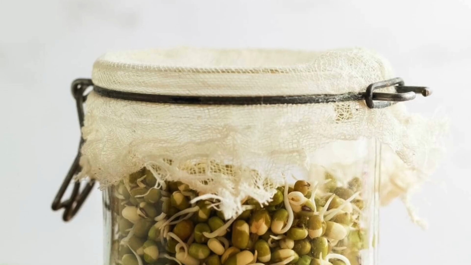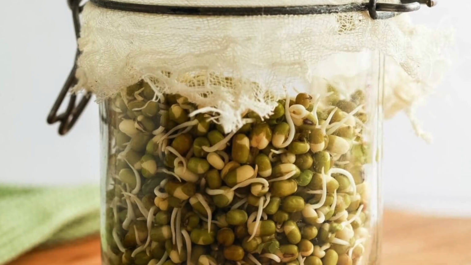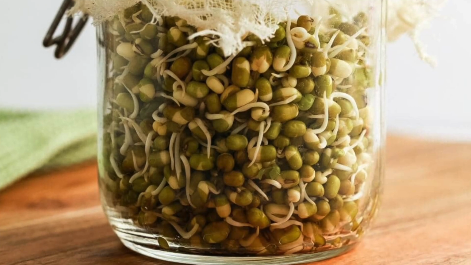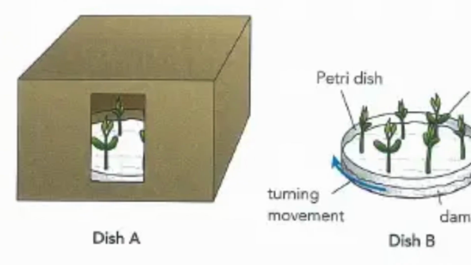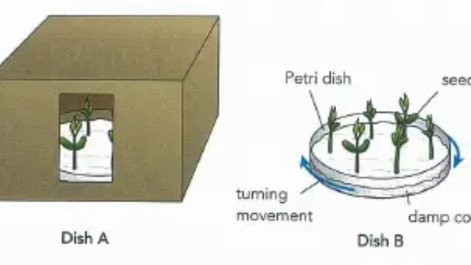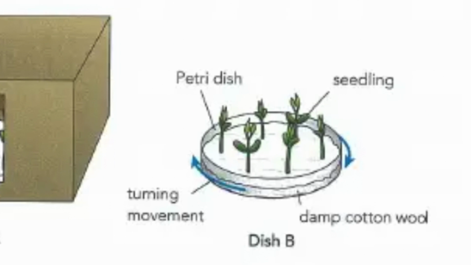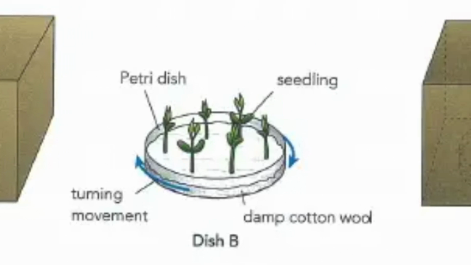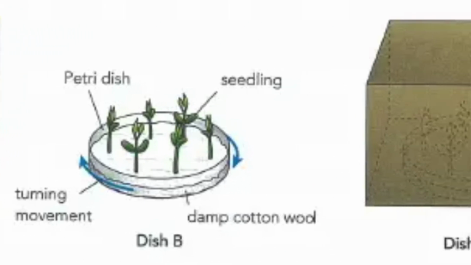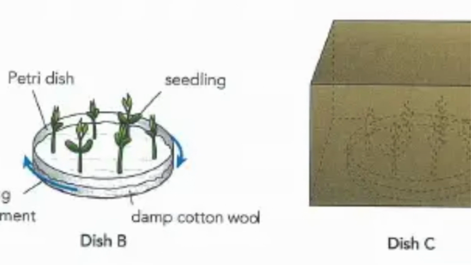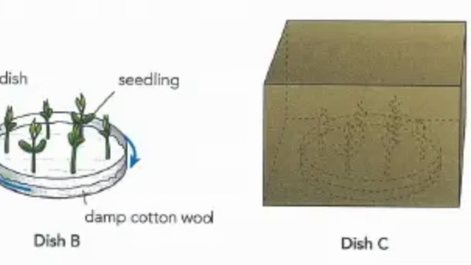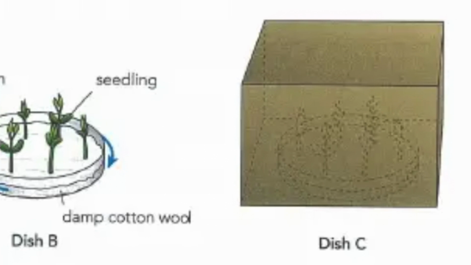For shoots, we can take 6 pea or bean seeds and keep them in a warm place so they germinate. Dish A may be a light-proof box with a slit on one side. Dish B is kept in the light and is turned regularly so that each seedling is receiving the same amount of light. This dish is a control experiment. Dish C is a complete light-proof box so no light can enter.